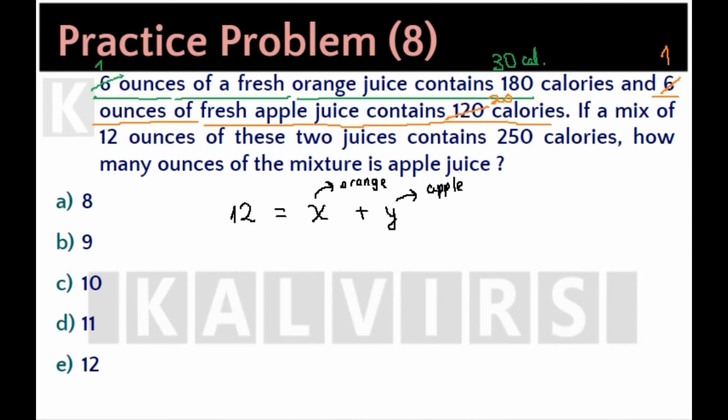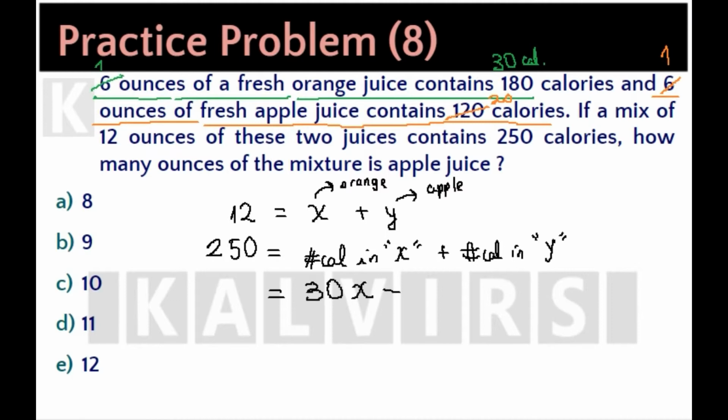Once the juices are mixed, we get the following relationship. The number of calories in X ounces plus the number of calories in Y ounces equals the total number of calories, which is 250. So finally we get 30 times X plus 20 times Y equals 250.